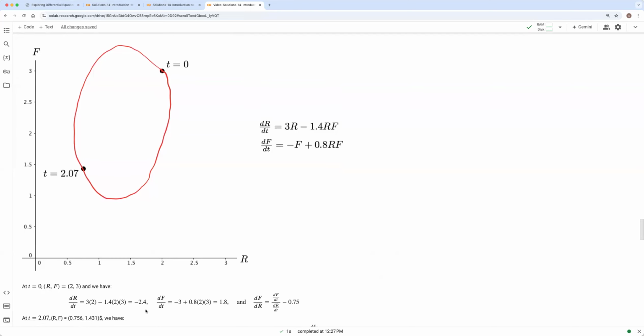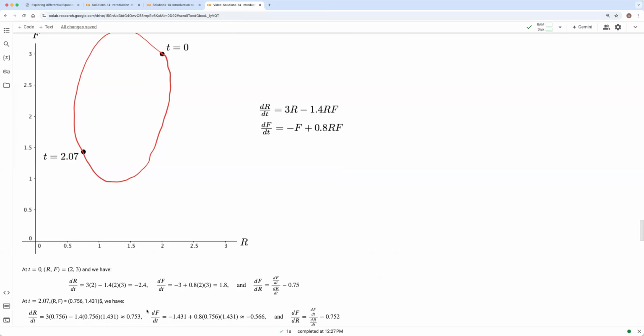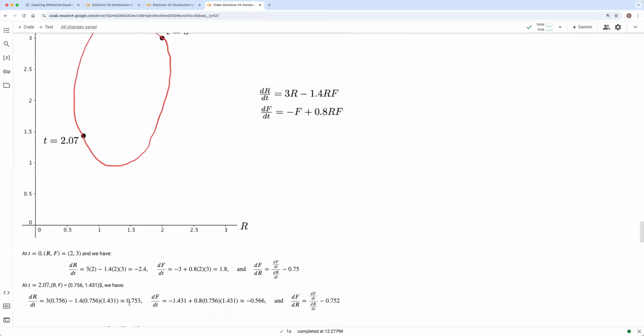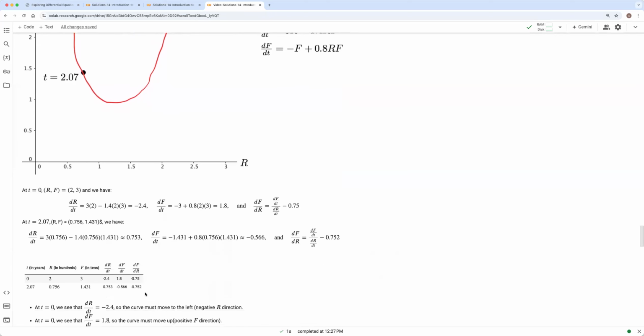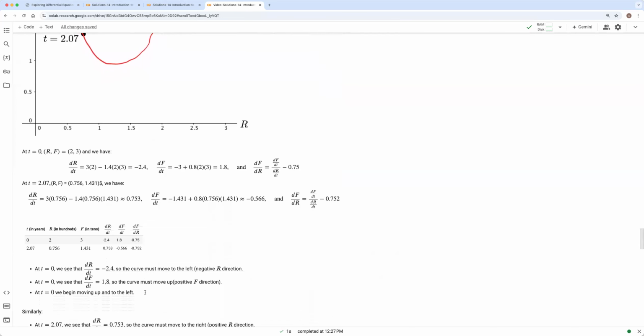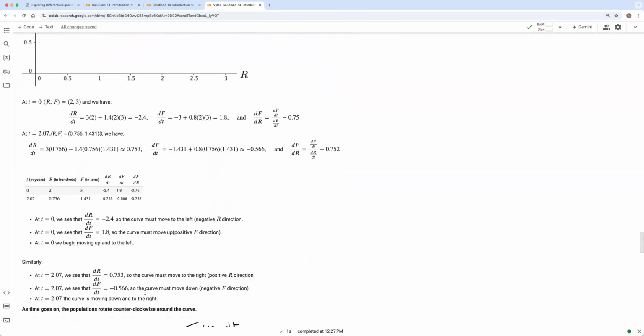And I can do the same calculations at t equals 2.07, and I get values for dR/dt, dF/dt, and dF/dR that I've entered into this table below. And so let's see how we can interpret these values and use them to indicate a flow, a direction of motion in the phase plane.